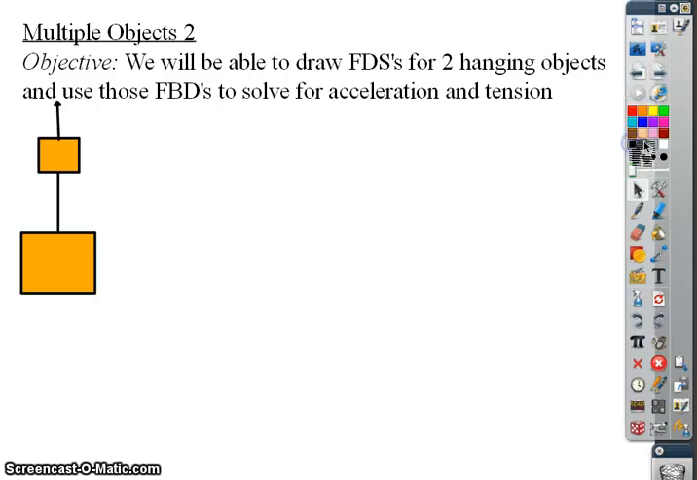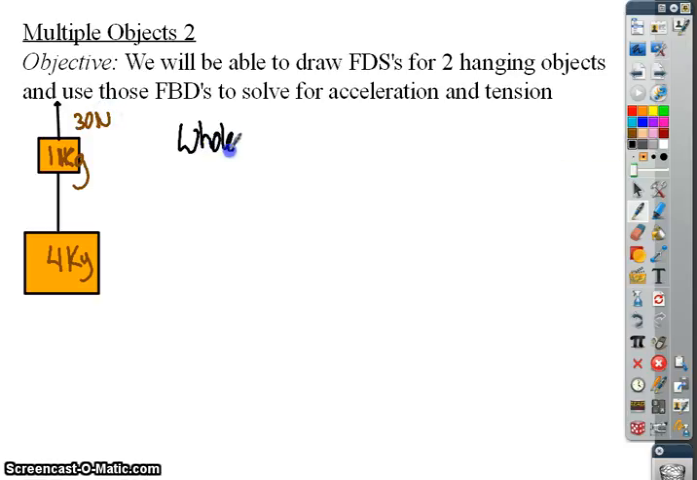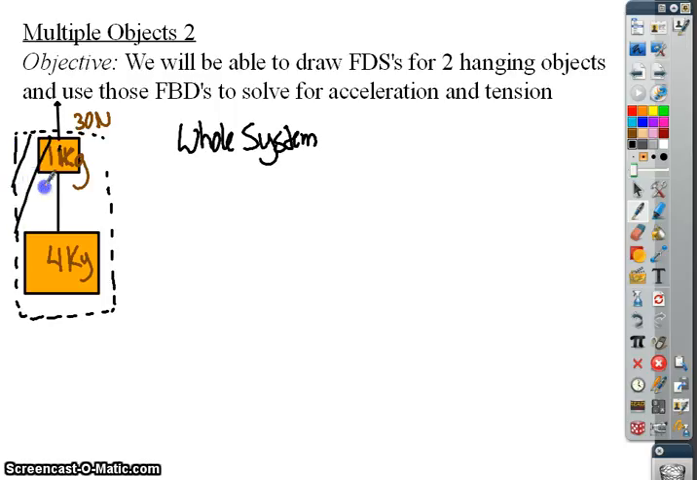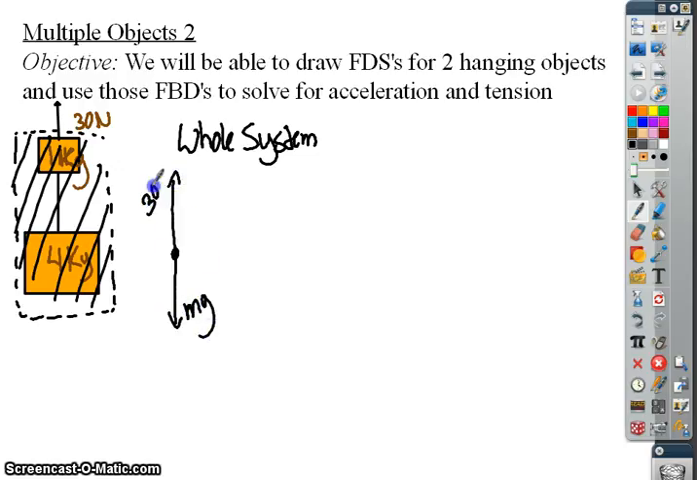Okay, same exact setup. Oops, wrong tool. 4 kilograms and 1 kilogram, and this is being pulled at 30 newtons upward. So let's look at this as a whole system. Basically what I'm saying is I'm going to combine these two boxes and pretend they're just one big box. So if that's just one big box, I have mg pulling it down and I have 30 newtons pulling it up. So our equation is going to be F net equals ma.